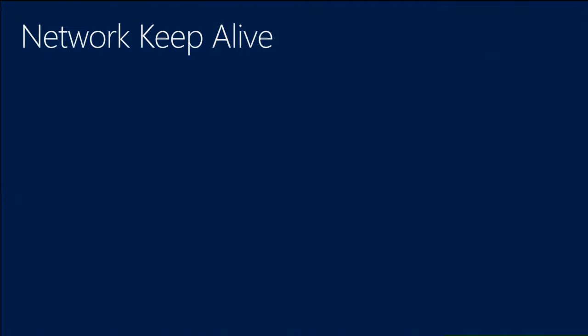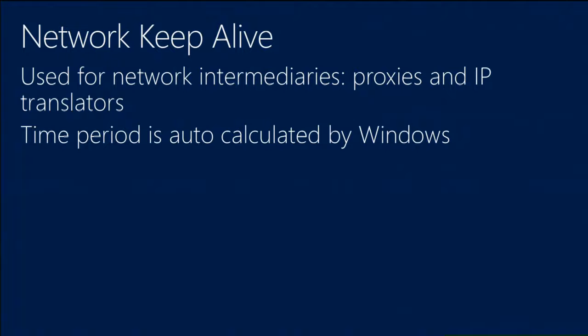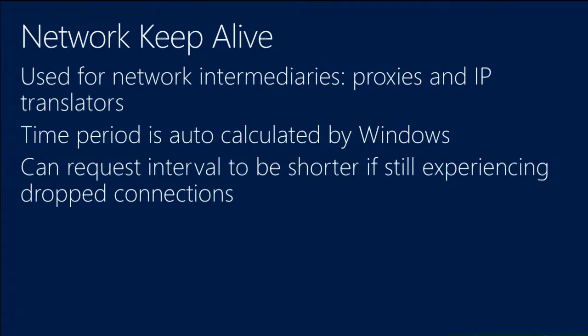Now the other is the network keep alive, and this is really something that Windows takes care of for you, and this is to handle proxies and IP translators. The time period that it will ping the connection is determined by Windows. We have no control over that. The only control you have is that if you are finding you're still receiving timeouts and stuff, there's a method you can call. You can ask Windows to maybe ping a little bit faster. But again, you have no control over actually how often that happens. You can just request that Windows does that a little quicker.